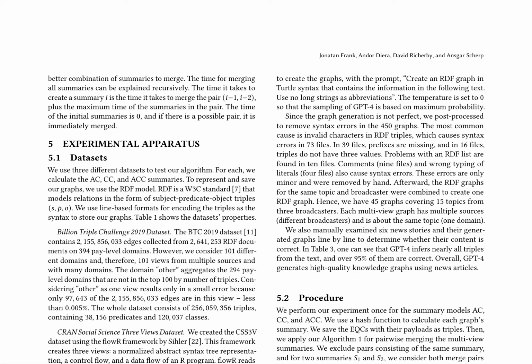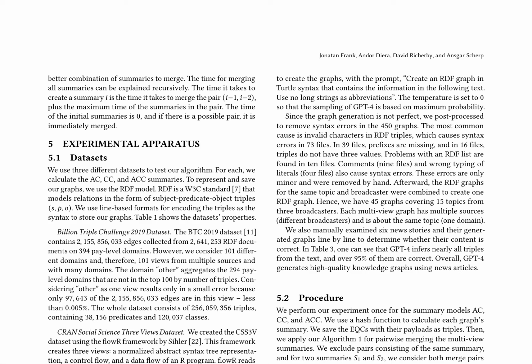The CRAN Social Science 3 Views dataset, generated using the FlowR framework, consists of 347,867 R files with 3 views: normalized abstract syntax tree representation, control flow, and data flow. The International News Coverage 2023 dataset, created using GPT-4, comprises 450 RDF graphs covering 15 topics from 3 broadcasters, with each multi-view graph having multiple sources and focusing on the same topic.